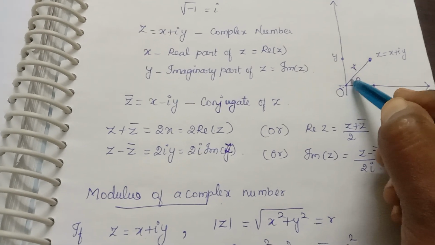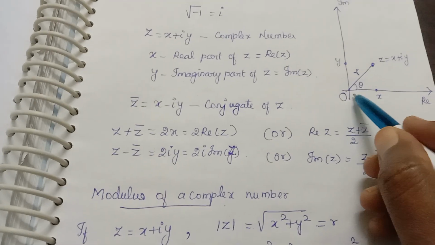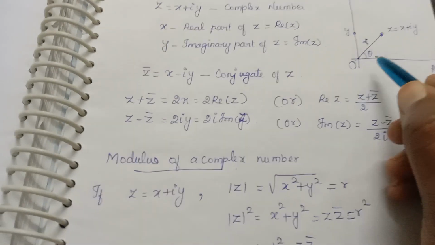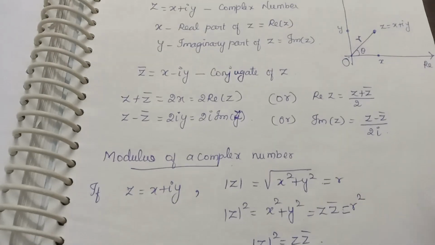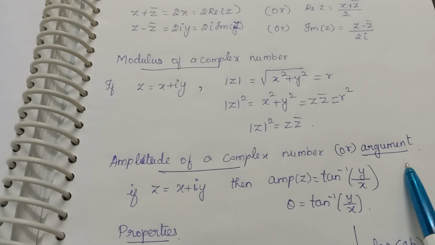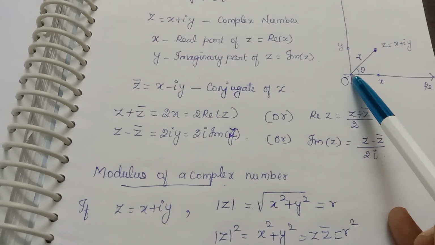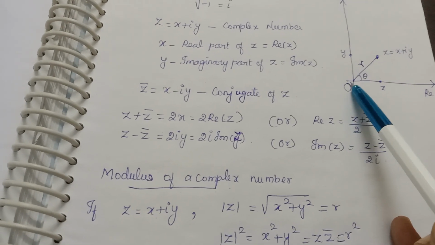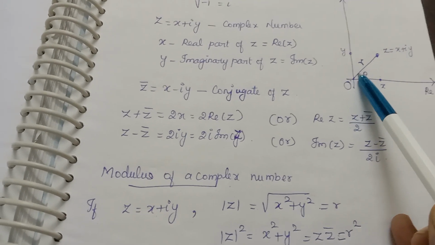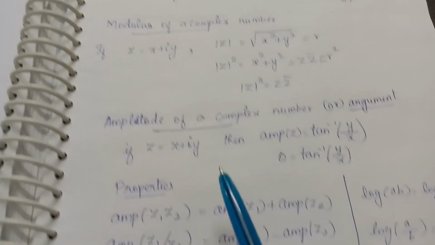This line segment is making an angle theta with the real axis, and this theta is called the amplitude of the complex number, either amplitude or argument, in any way you can write. What is r? R is the length of the line segment joining the complex number with the origin, and the angle which it makes with the real axis is called the amplitude.